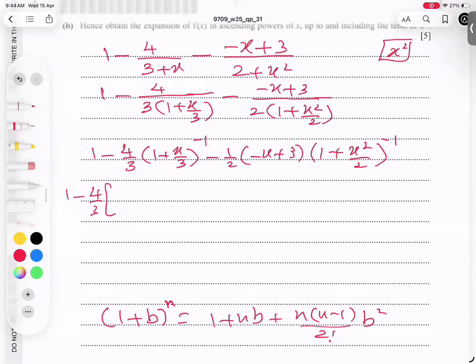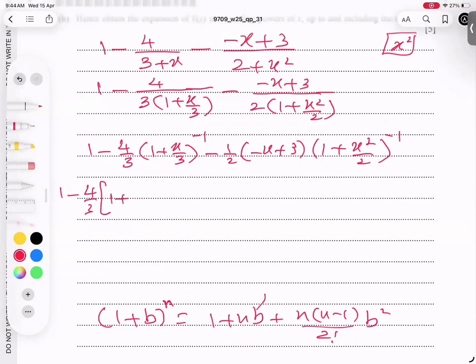So let's try to do it. First of all, 1. nb means this with this. So I'm going to write here plus x, and nb, n is minus 1 and b is x over 3. And then what is the next term? N is minus 1. So minus 1 into minus 1 over 2 factorial into square of x over 3. This is done. No need to go further.